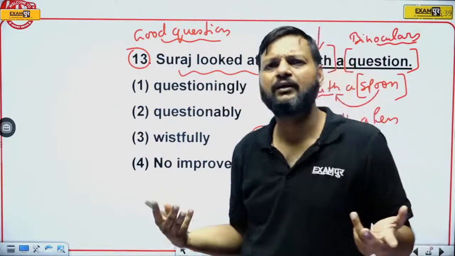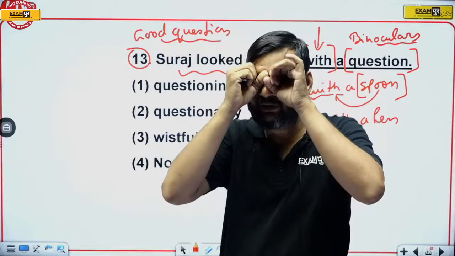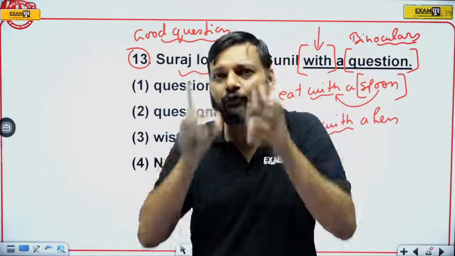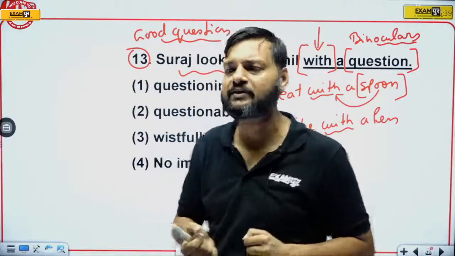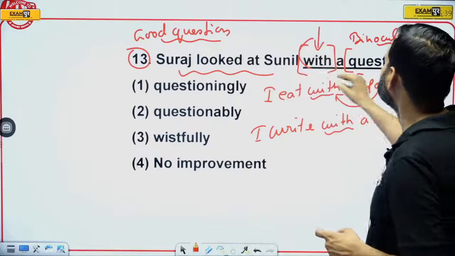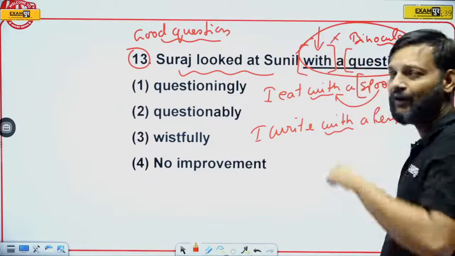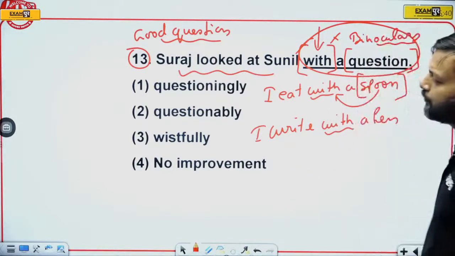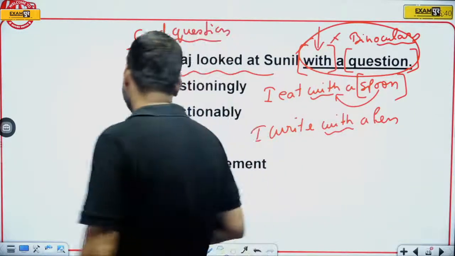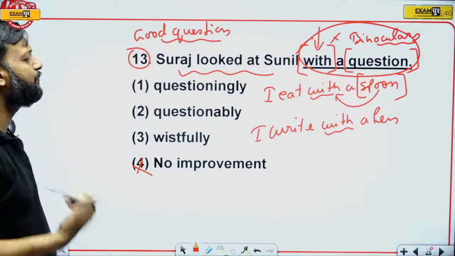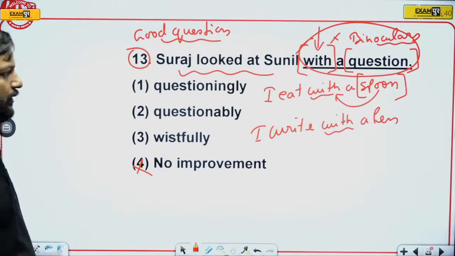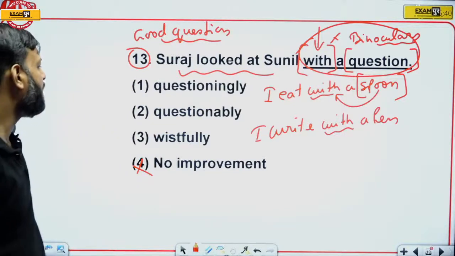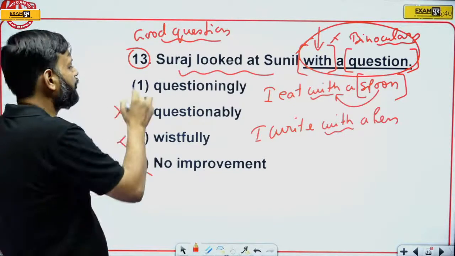So this sounds correct, that yes, you can look at someone using a binocular, but how can you use a question as a binocular? It cannot be used as an instrument. So here with a question is actually wrong, and why it is wrong, I have explained in detail. Now how to replace? So no improvement is not the option here. So how should it be used with another word? So questionably cannot be the answer.